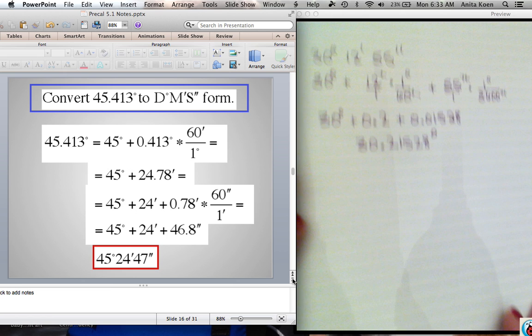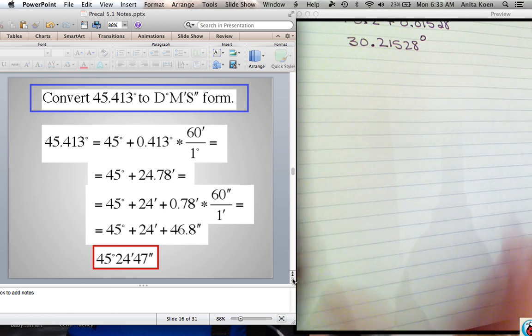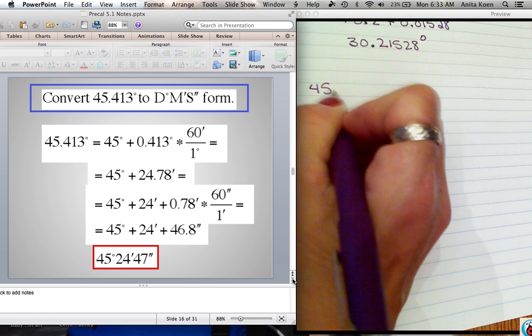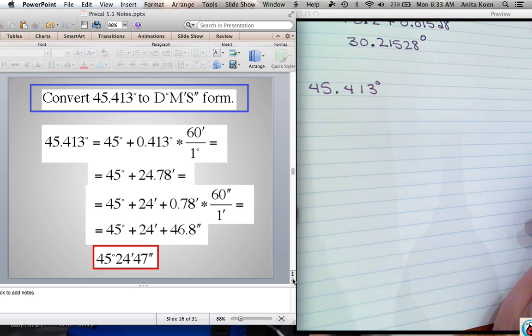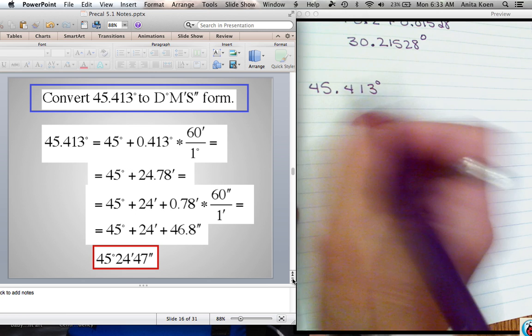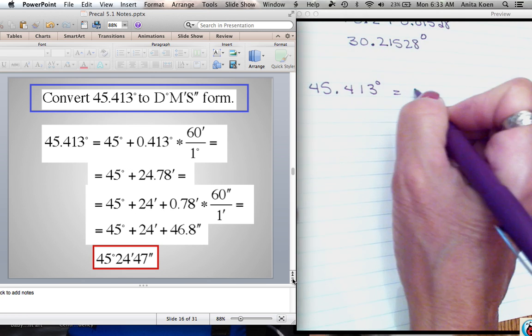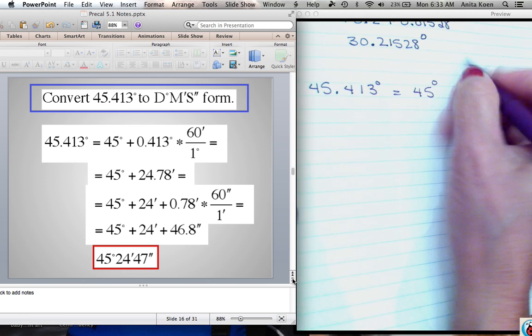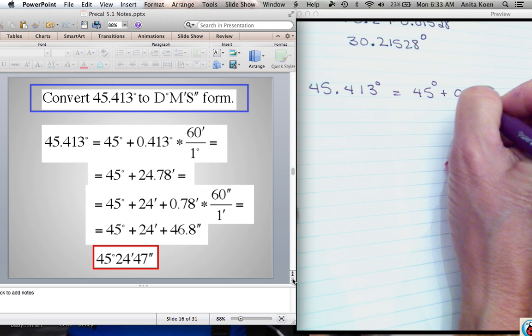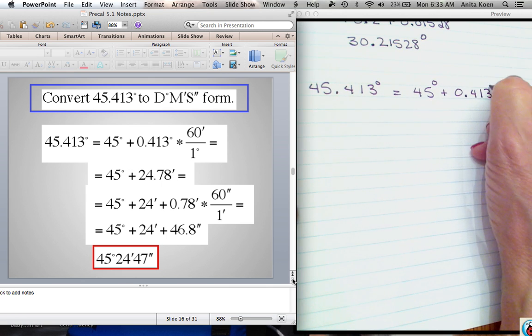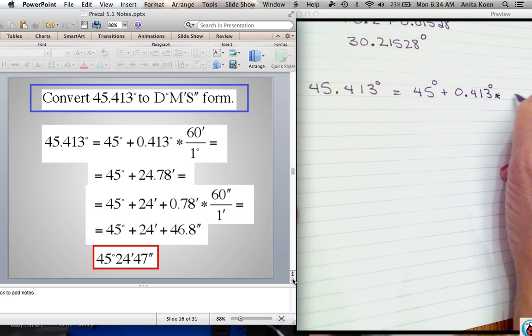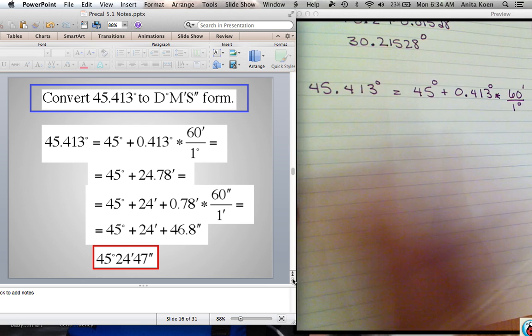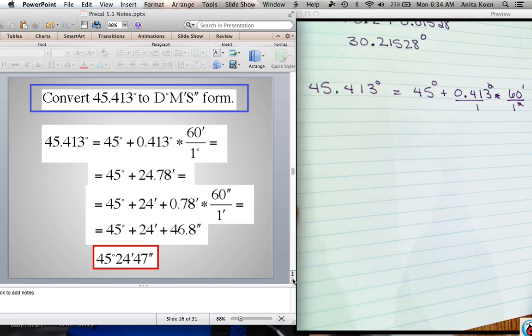And now we can go in the other direction and convert from degrees to degree, minute, second form. And to do this, we're just going to put this in expanded form. So this is 45 degrees plus 0.413 degrees. And if we want these degrees to cancel right here, we're going to multiply by 60 minutes over 1 degree, because that's my conversion factor, and I want my degrees to cancel.